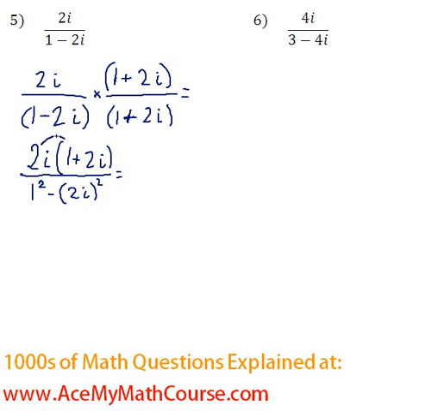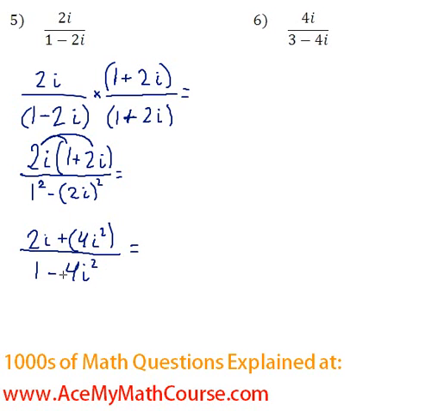Up top, I can distribute the 2i. 2i times 1 is just 2i. 2i times 2i will be 4i squared. And what we have on the bottom here is 1 minus 2i squared as well.